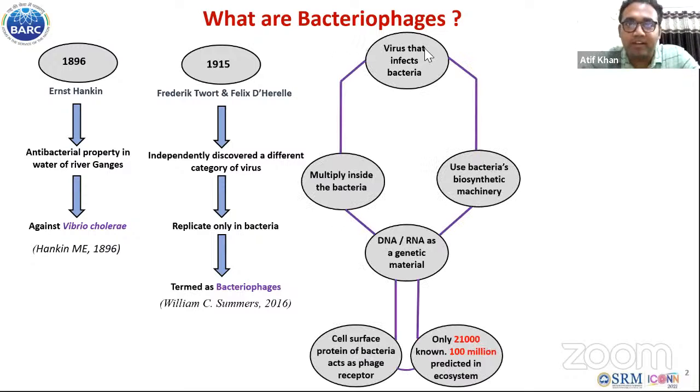The bacteriophages are viruses that infect only bacteria, and they multiply only inside the bacteria using the bacterial biosynthetic machinery. They have RNA or DNA as genetic material. These bacteriophages use cell surface proteins of bacteria as receptors to recognize their host. Till now, around 21,000 bacteriophages are known, and it is predicted that around 100 million different types of bacteriophages are present in our ecosystem.